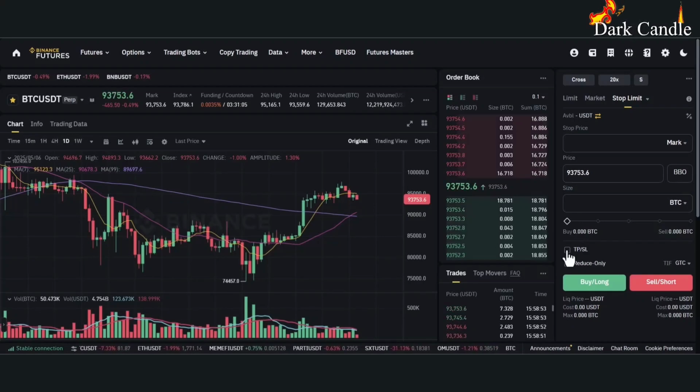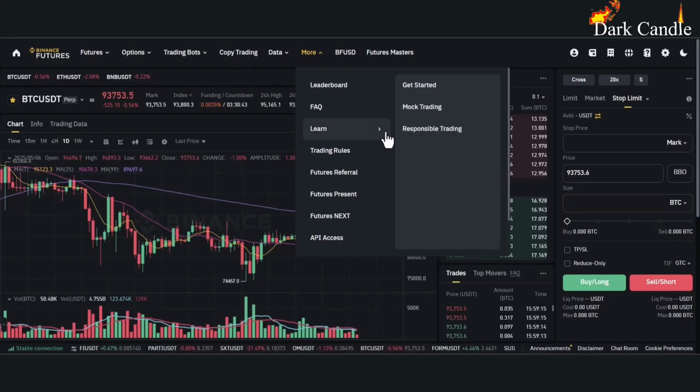A beginner tip would be that futures are not for guessing, they're for strategic trading. Avoid revenge trades, don't go all in, and keep your leverage modest. Practice using Binance's testnet first or paper trade until you're confident. One other tool you could use is in here under More, Learn, and Mock Trading, which will do the same as Binance's testnet.